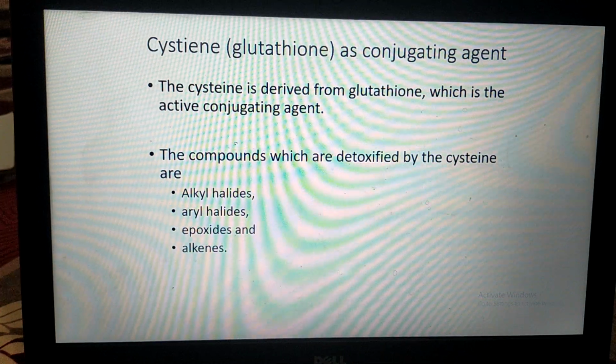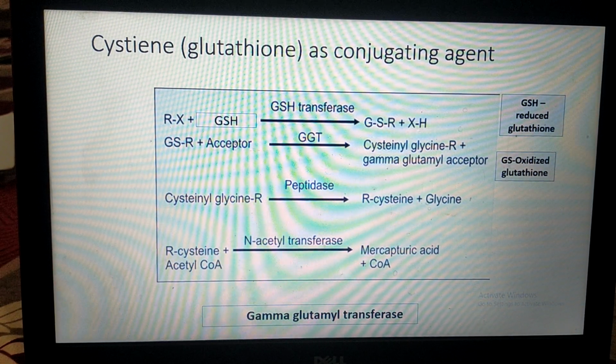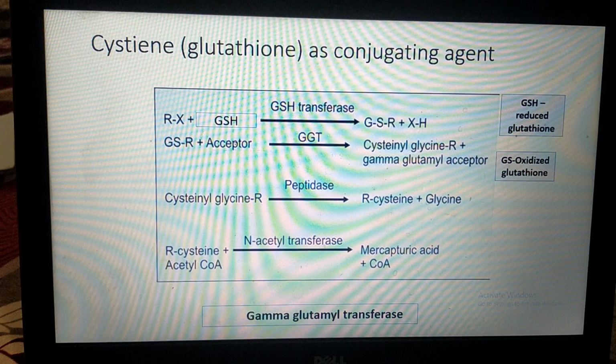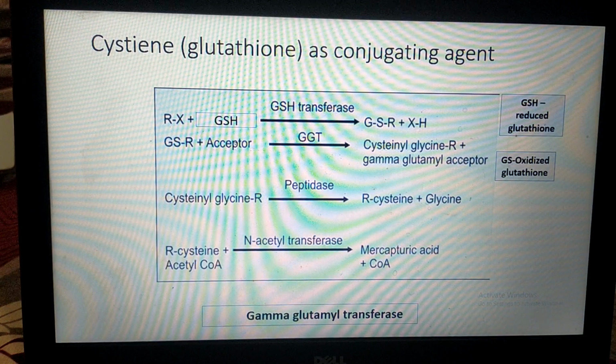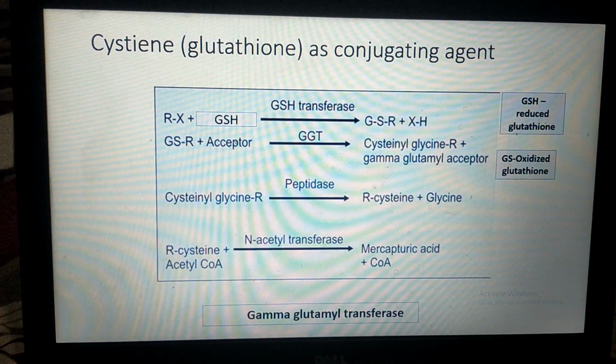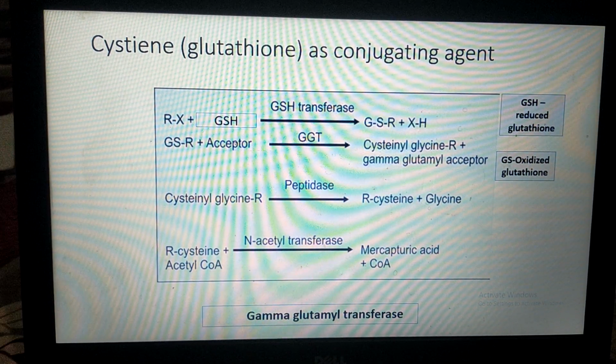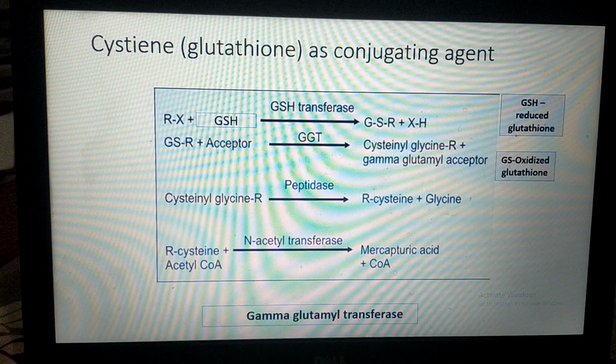Now this is the mechanism of conjugation with cysteine and detoxification. Here the compound is RX, an alkyl halide. Now this alkyl halide combines with GSH. GSH is called reduced glutathione. Now the enzyme glutathione transferase will transfer the hydrogen atom from glutathione to the halide X, which forms XH.